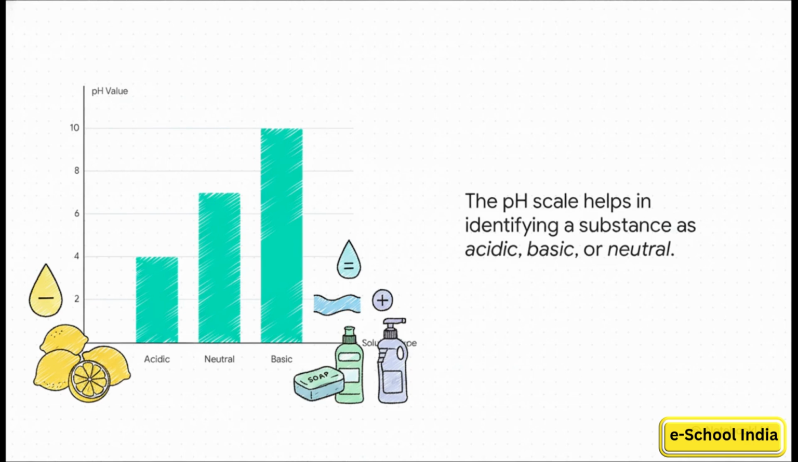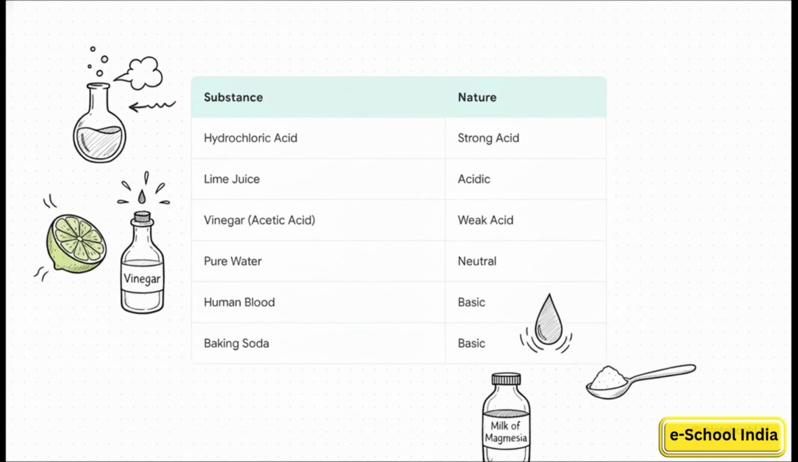But here's the part that really matters. This scale is logarithmic. That means something with a pH of 3 isn't just a little more acidic than a 4, it's 10 times more acidic. Every single number you go down is a tenfold jump in strength. Wild, right?